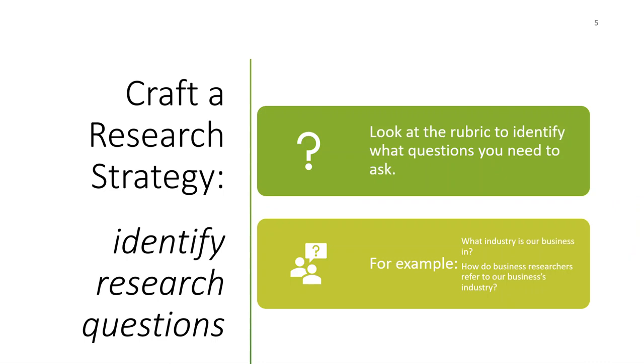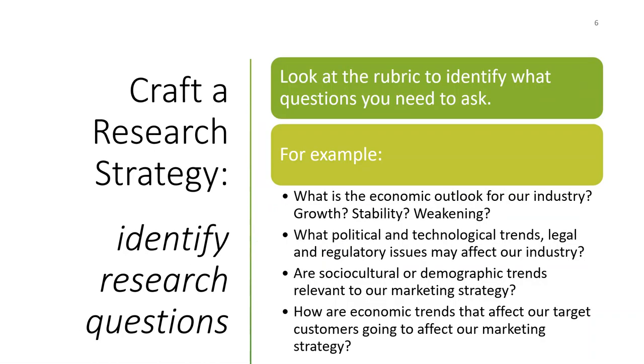To craft a research strategy, you also have to think about the language that is used to describe your industry, and the experts may use language that's different than the words that you just sort of come up with when you're thinking about it. So that's one thing we're going to be keeping an eye out for when we look in our library tools. We're going to be thinking about what words are coming back when we do our search. And then we're going to think about what questions we need to ask.